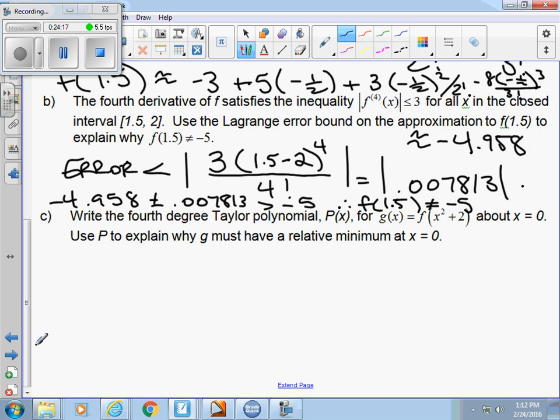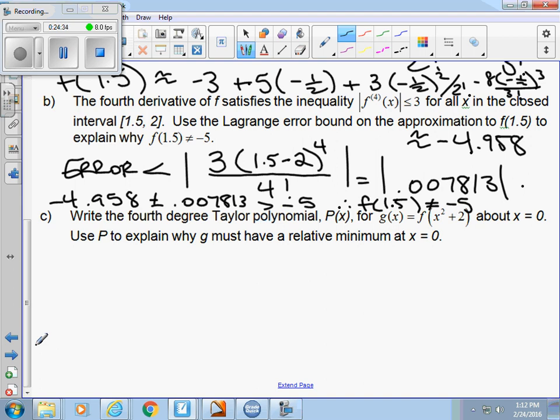Is that a pretty good approximation to be less than 0.008 on your error? And when would the error be less? Further out, you do more terms, you get less error. You get a better approximation.